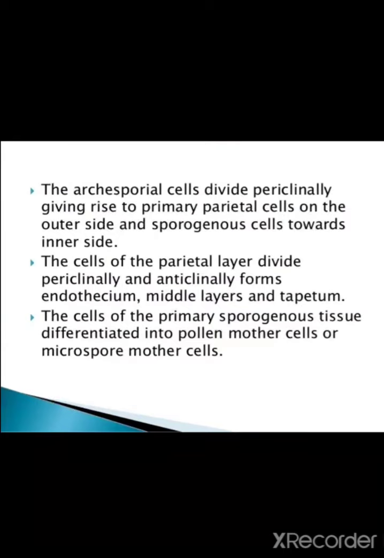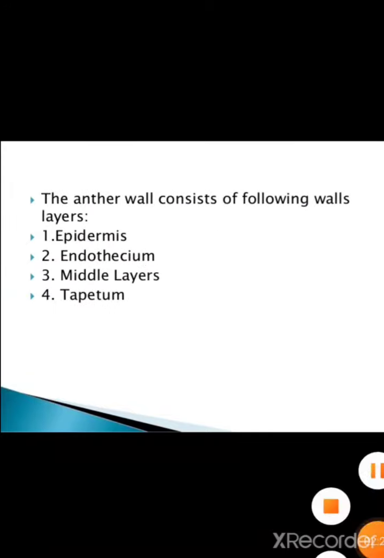The cells of parietal layers divide periclinally and anticlinally, and form endothecium, middle layers, and tapetum. The cells of the primary sporogenous tissue differentiate into pollen mother cells or microspore mother cells. The anther wall consists of the following wall layers, divided in four parts: epidermis, endothecium, middle layers, and tapetum.